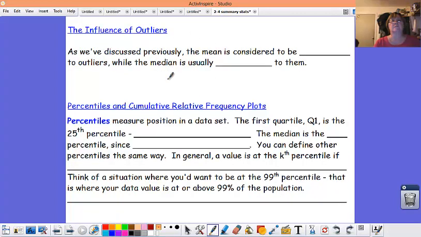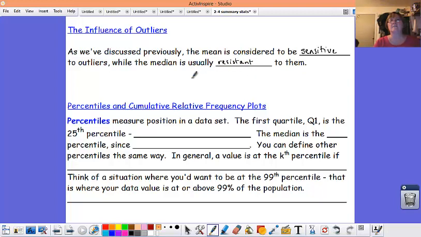Now, we've talked a little bit about this previously, but outliers greatly affect the shape of a data set. And what we said is that the mean is considered to be sensitive to outliers. The median is usually resistant to them. Okay?